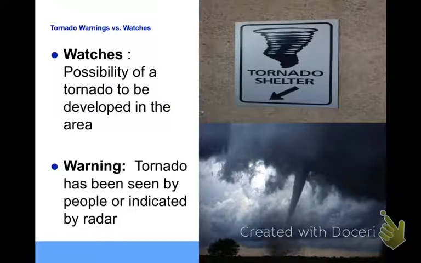So if you ever have a warning, make sure you take that seriously. Most of us don't have a basement because Greenville's too humid. But if you do have a warning, go in the bathtub.